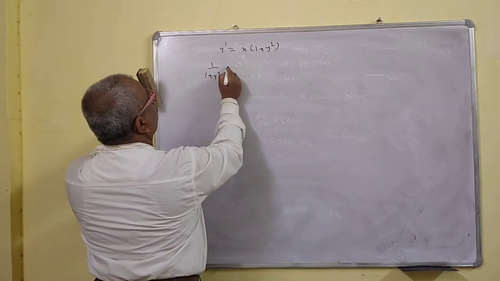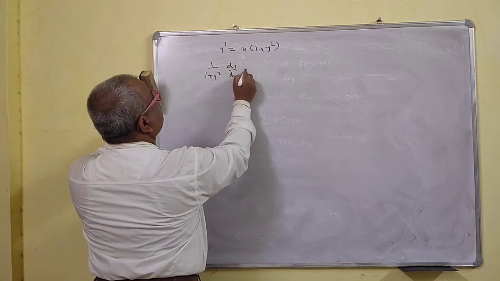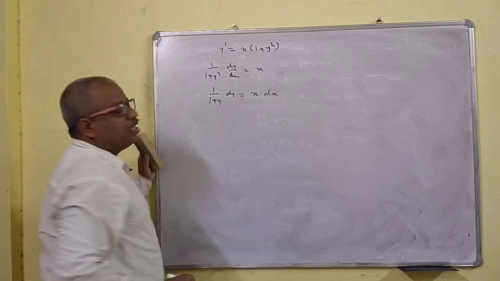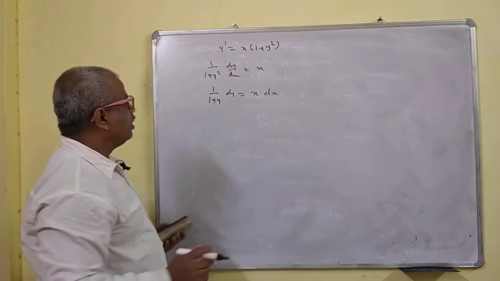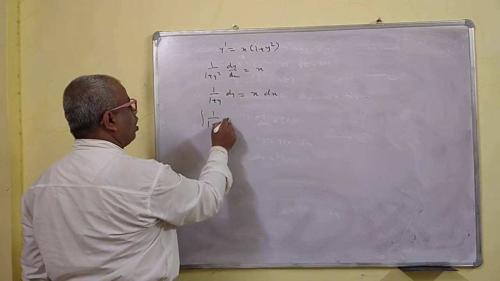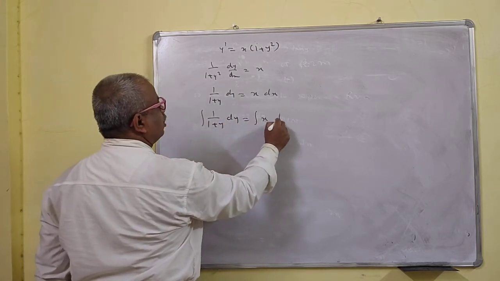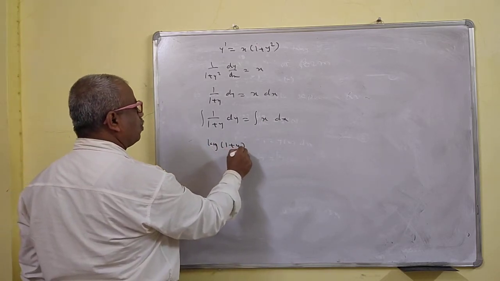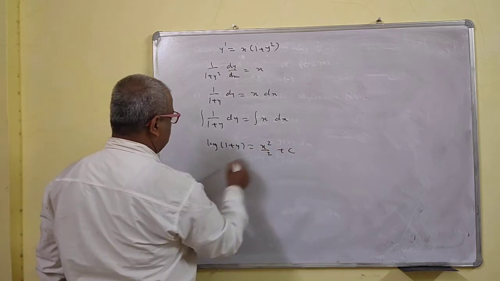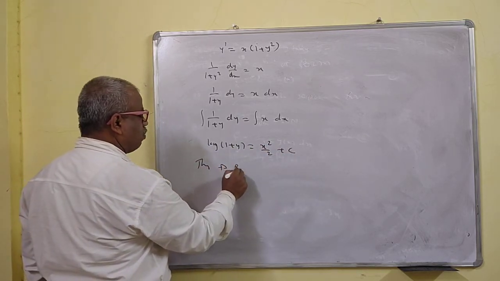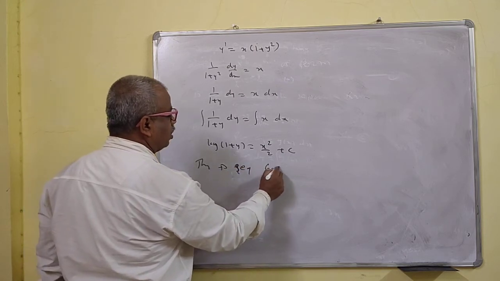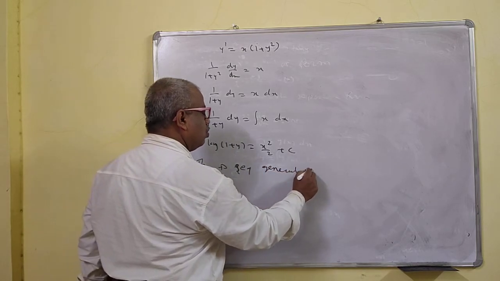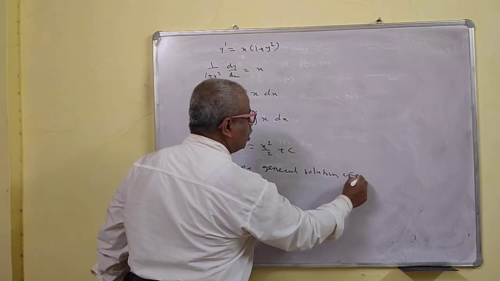Solution. So dy by dx is equal to x. So 1 upon 1 plus y dy is equal to x dx. So we get a variable separable form. Just we have to integrate this. Integration of 1 upon 1 plus y dy is equal to integration of x dx. Then log of 1 plus y is equal to x square upon 2 plus c. So this is the required general solution of equation 1.